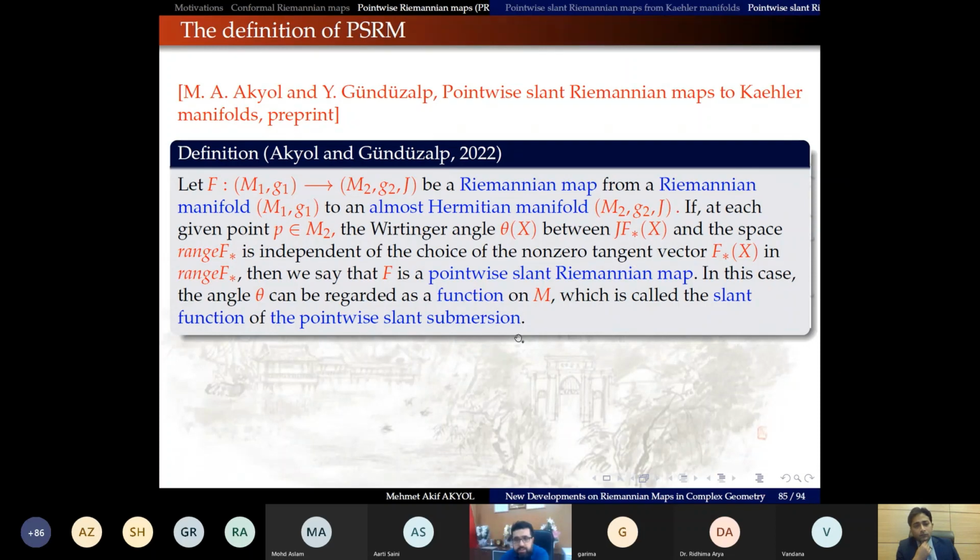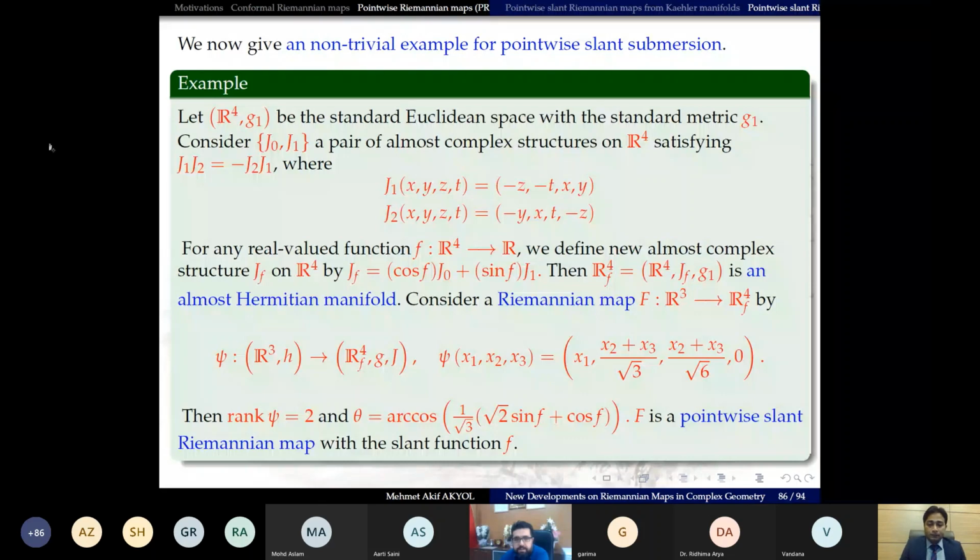The function is a slant function. F is called a pointwise slant Riemannian map. The angle is independent of the choice of the non-zero tangent vector in the range of the map. Now we give a non-trivial example for pointwise slant Riemannian maps. We have J is an almost complex structure on R4. We have a map from R2 to R4. The angle is a function. You see, it is a function. So F is a pointwise slant Riemannian map.